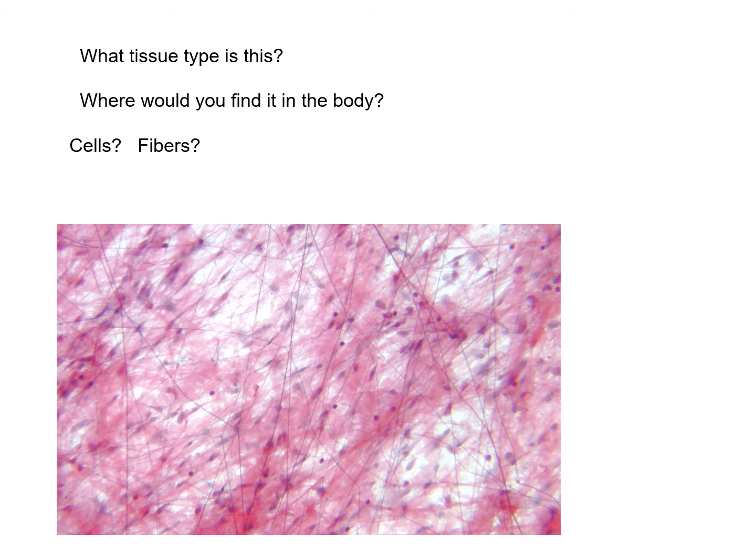That's dense irregular. That is loose areolar connective tissue. You would find it in many places. It would be surrounding organs. What cells would you find here? Fibroblasts.